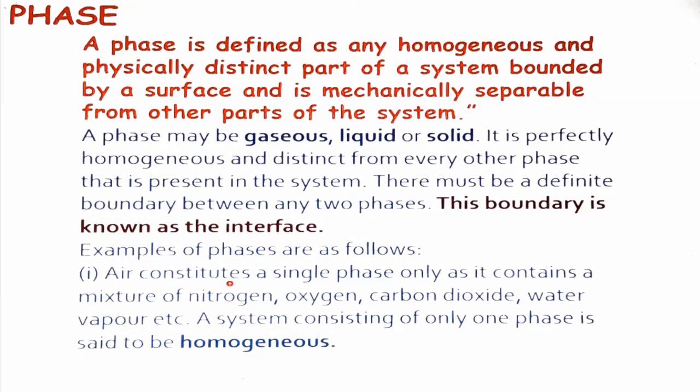Example: air constitutes a single phase because in air we have a mixture of nitrogen, oxygen, carbon dioxide, water vapor, etc., and these gases are not mechanically separable. If we want to separate these gases by a mechanical method, we cannot. So a system consisting of only one phase is said to be homogeneous, and a system consisting of more than one phase is called a heterogeneous system.